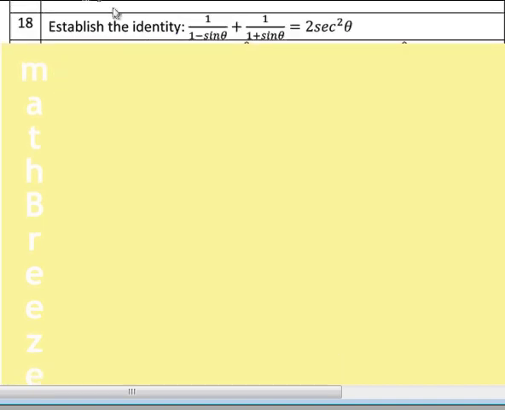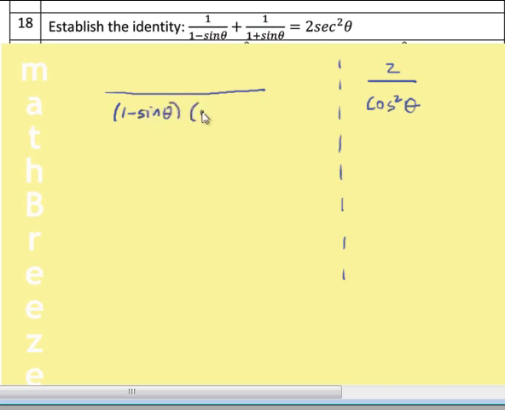We have another identity that we want to establish in number 18. So let's see, I'll put my dotted line here for the left and the right sides. Here we have 2 secant squared theta. I'm going to change that to 2 over cos squared theta. Since the left side is in terms of sine, I change everything over to sine and cosine. Let's add these 2 fractions together. The common denominator is 1 minus sine theta times 1 plus sine theta.